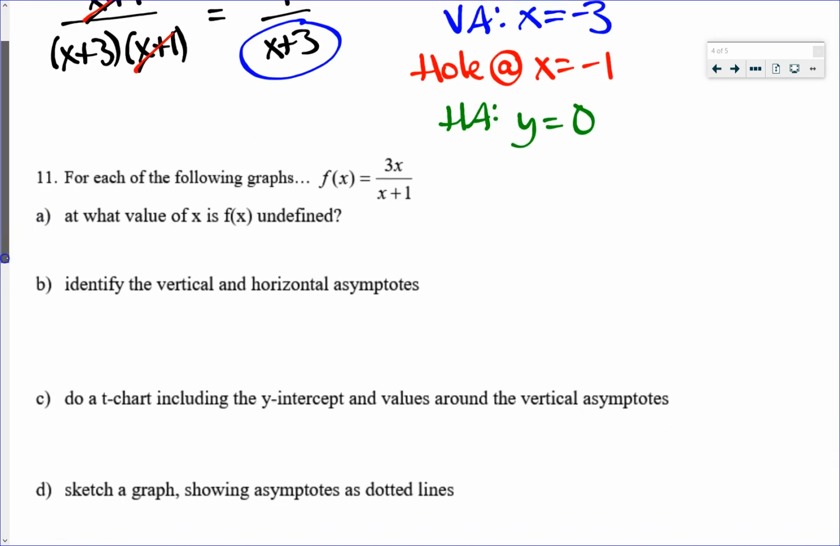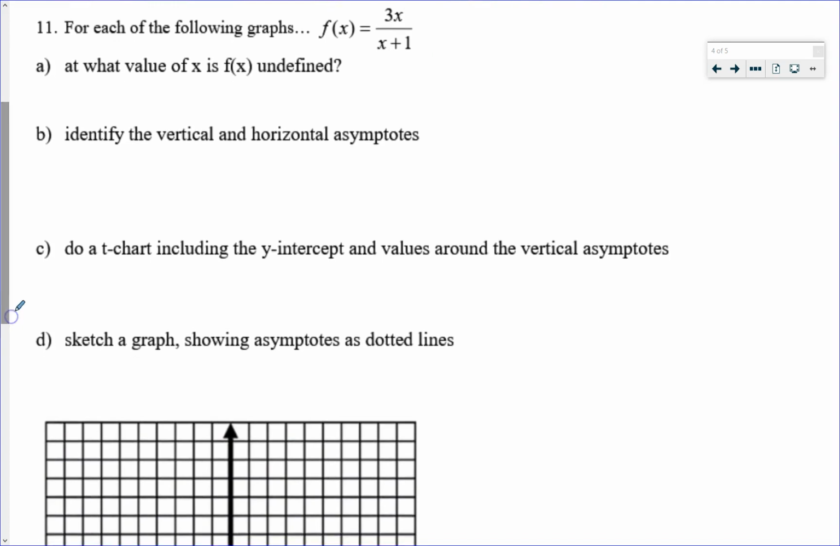Okay, now let's start graphing these things. We have 3x over x plus 1. My first step before anything would be to factor, but this one is already simplified and there's no factoring that I need to do. Part A, at what value of x is f of x undefined? So that's asking us what x value would make our denominator 0. So if that's not allowed to equal 0, that means x is not allowed to be equal to negative 1. So what value of x is undefined? When x is negative 1, we are undefined.